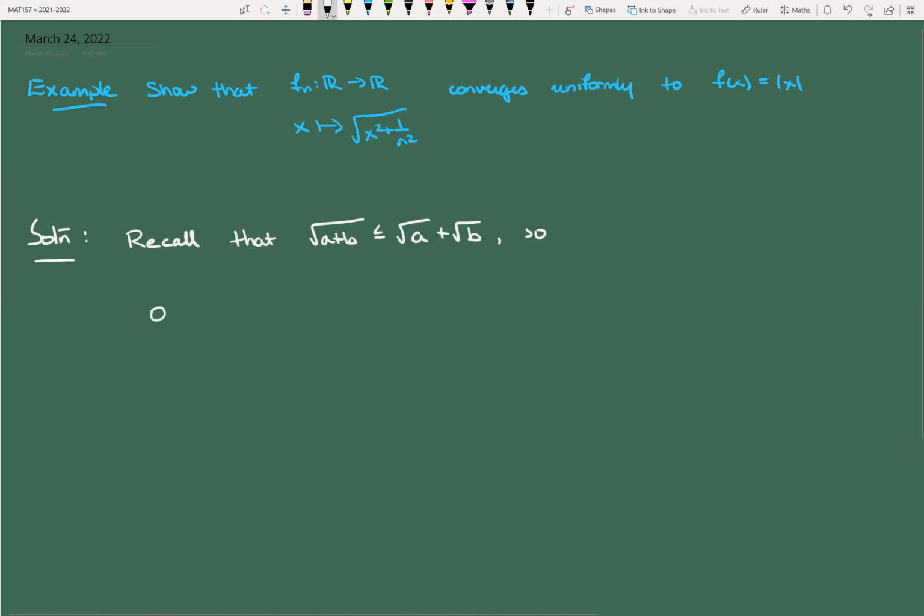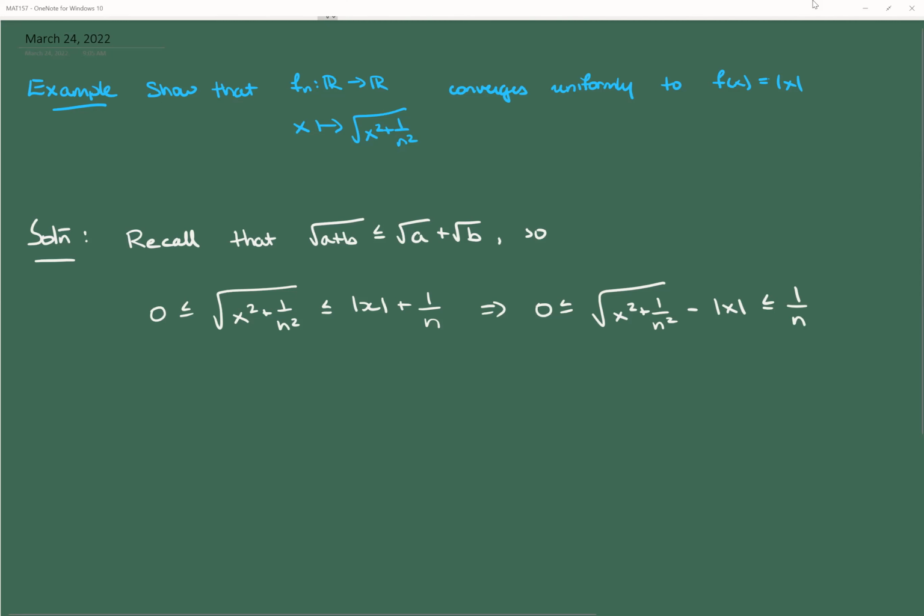So if we use this, what are we going to get? We're going to get 0 is less than or equal to the square root of x squared plus 1 over n squared, which is less than or equal to the absolute value of x plus 1 over n. So in particular, 0 is less than or equal to the square root of x squared plus 1 over n squared minus the absolute value of x, which is less than or equal to 1 over n. And certainly we can make that converge by choosing little n sufficiently large, and this doesn't depend on x. So it converges uniformly.